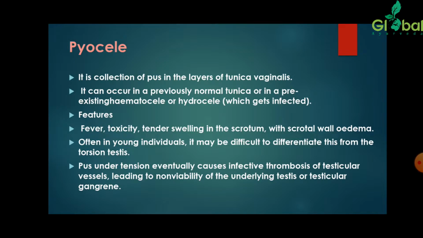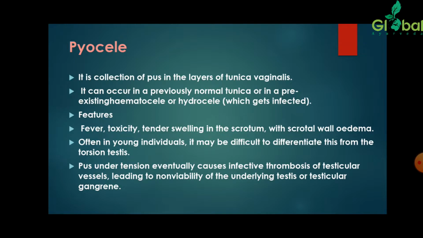It can occur in previously normal tunica or in a pre-existing hematocele or hydrocele which gets infected. Now the features of pyocele: fever, toxicity, tender swelling in the scrotum with scrotal wall edema. Often in young individuals, it may be difficult to differentiate this from torsion of testes. Pus under tension eventually causes infective thrombosis of testicular vessels, leading to non-viability of the underlying testes or testicular gangrene.